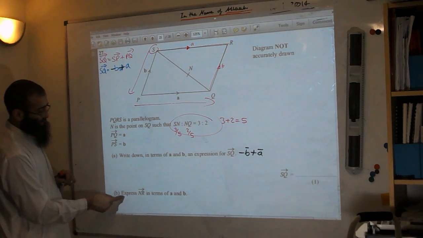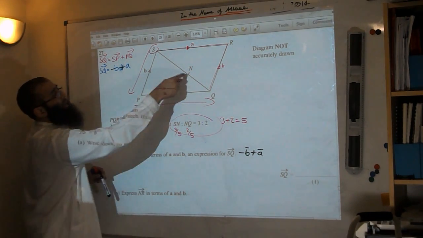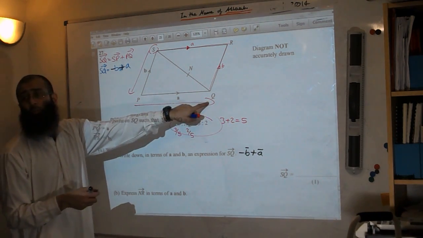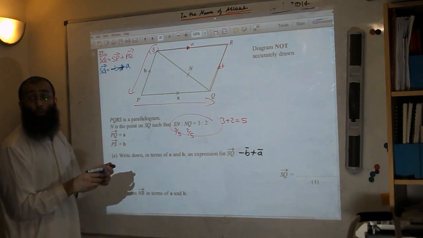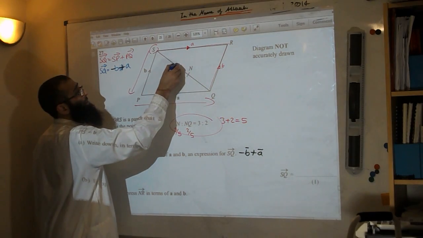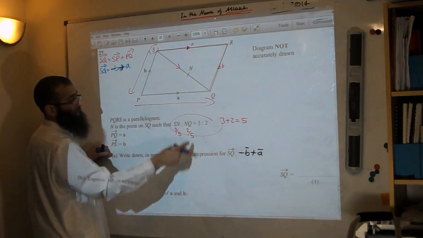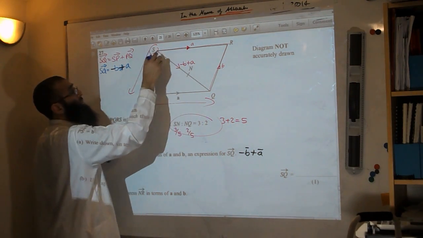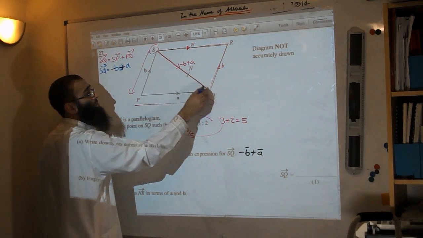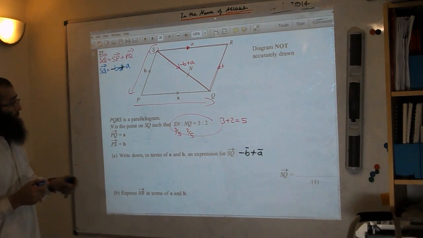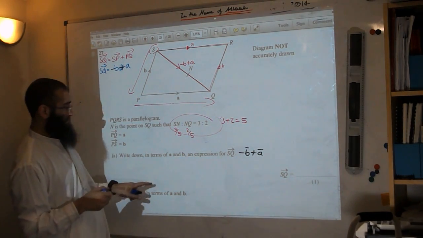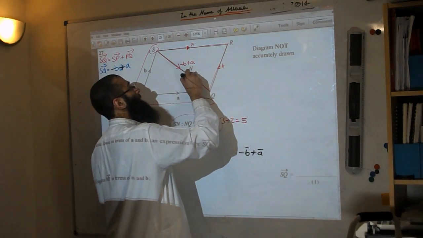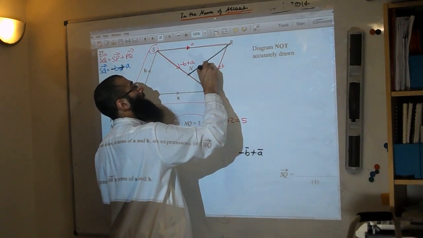Now, let's express N to R. We've got to go from here to R. What we've just worked out is how to get from S to Q, haven't we? So from here to there, what is the vector called? Minus B plus A. That's the whole thing, that's all of this. Now we have to go from N to R, going up diagonally.